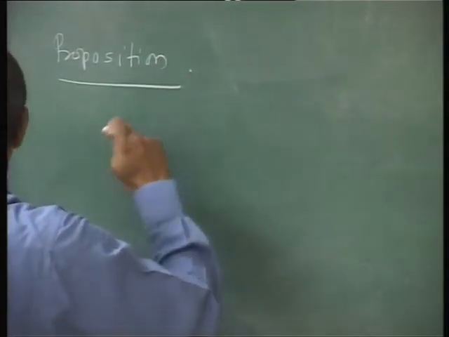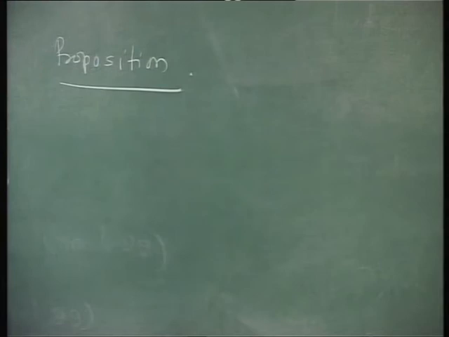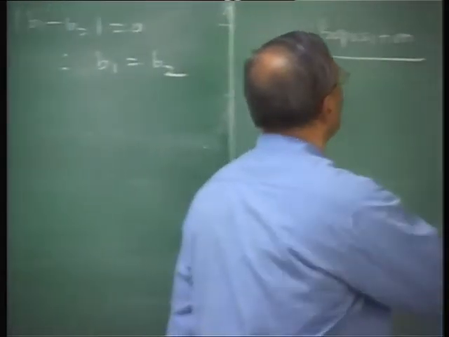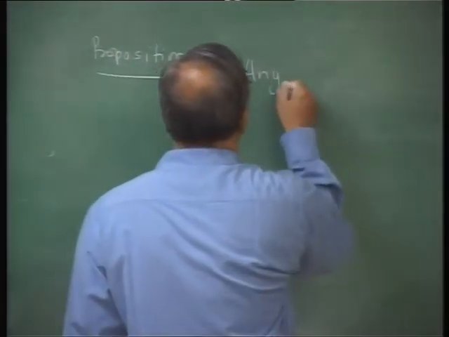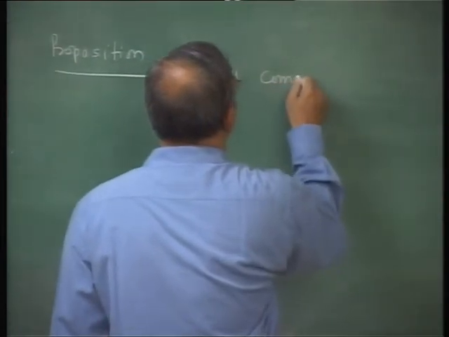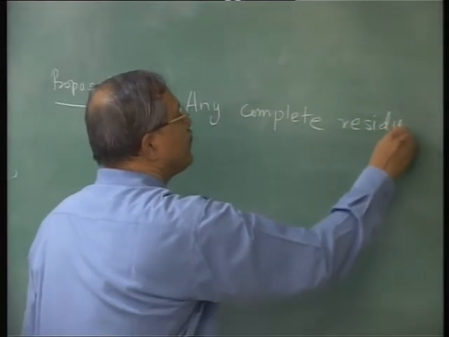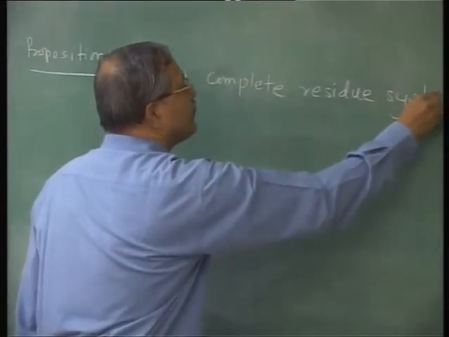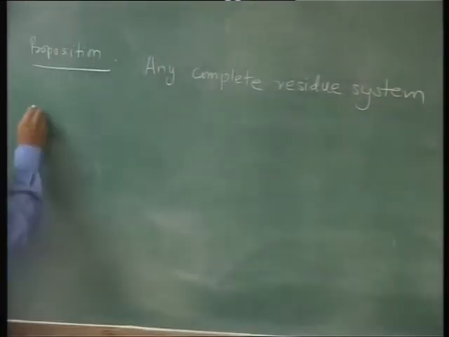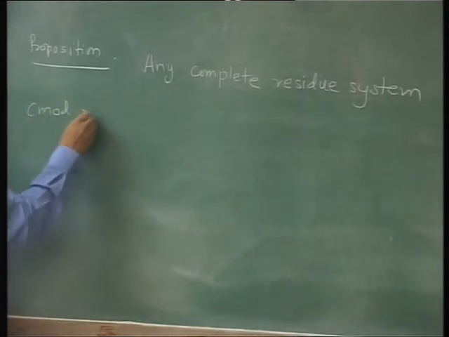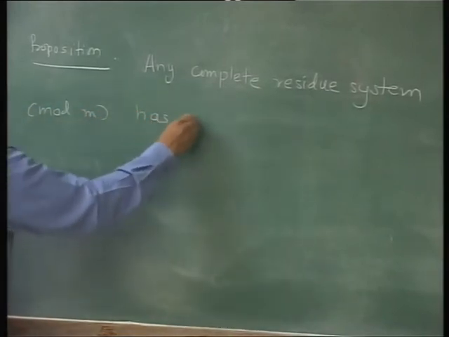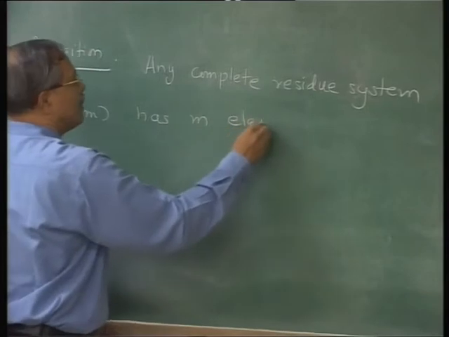First of all, this complete residue system has m elements, and any complete residue system will have m elements, the same number m. So any complete residue system mod m has m elements.